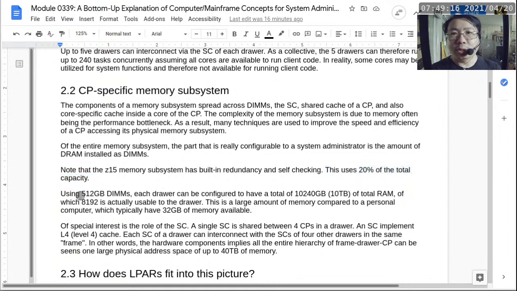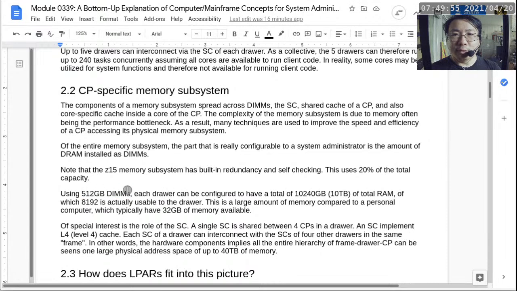Alright, so moving on to the capacity. Okay, so this is based on 2021 technology. So obviously, if this video is ever watched in a few years, these numbers would not be the same anymore. So using half a terabyte DIMMs. Okay, so these are not consumer grade DIMMs. Consumer grade DIMMs are maybe up to 16 gigs, maybe. But they are more like 4 or 8 gigs of DRAM per module.